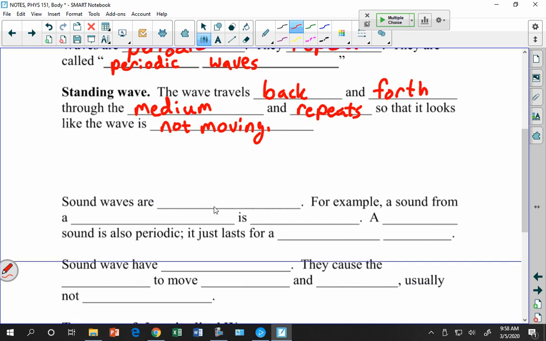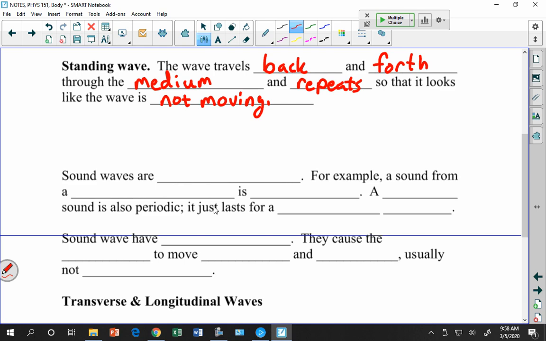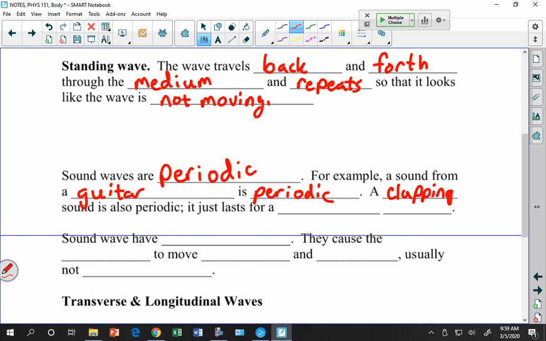All right. Sound waves are periodic. For example, a sound from a guitar is periodic. And we'll talk about these different sound waves. So a guitar has a very complex sound, whereas a single tone has a very simple sound. But they're both periodic, in that they have these repeating sounds. A clapping sound is also periodic. So that's a periodic sound. It's a periodic wave. It's just really, really short. It only repeats for a very small amount of time. So it just lasts for a very short time.